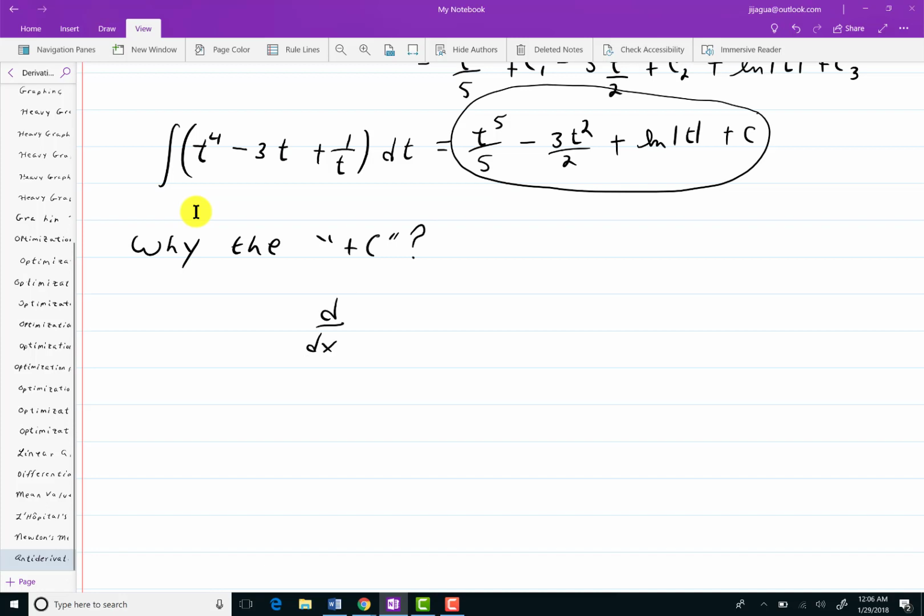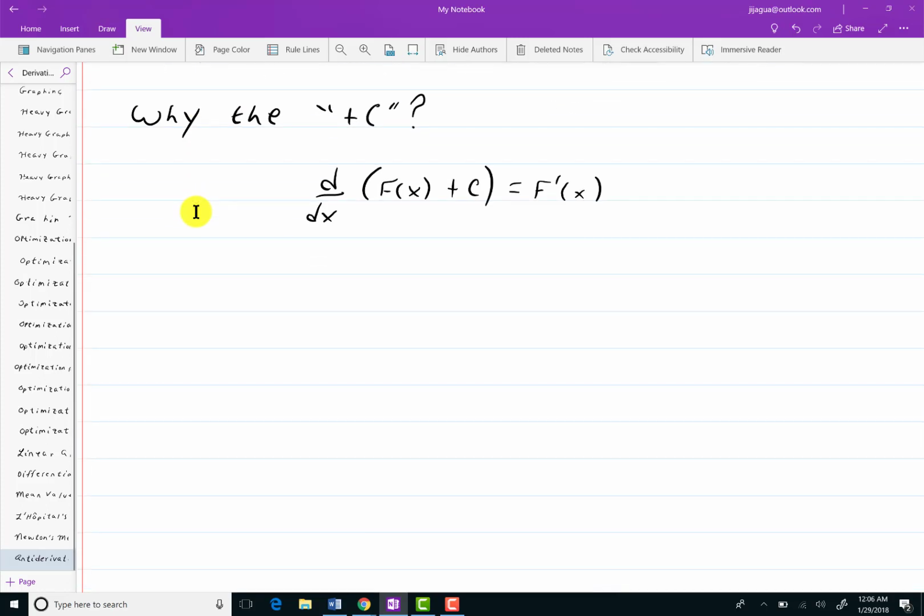So I mentioned why we put the plus c. Well, because its derivative is 0. That's why. So you'll get f prime whether there's a c there or not. So by putting a plus c, you're simply writing all the possible answers that you can have.